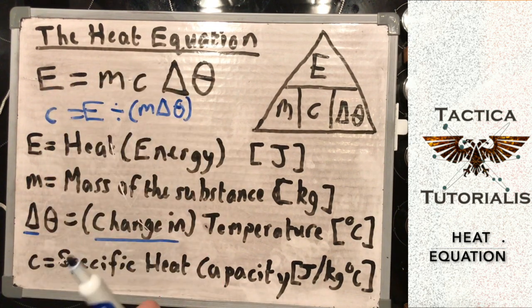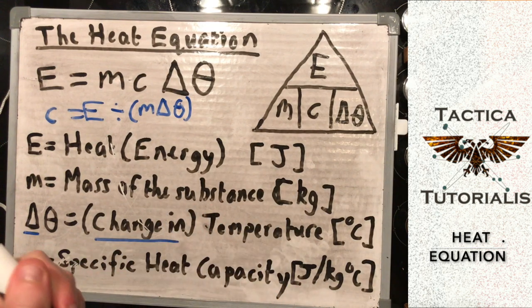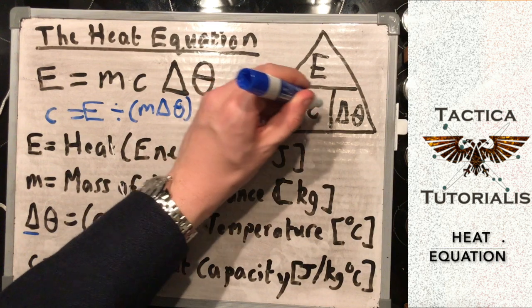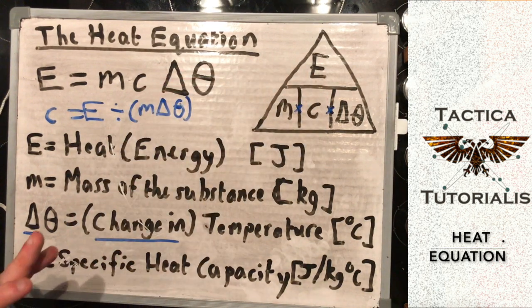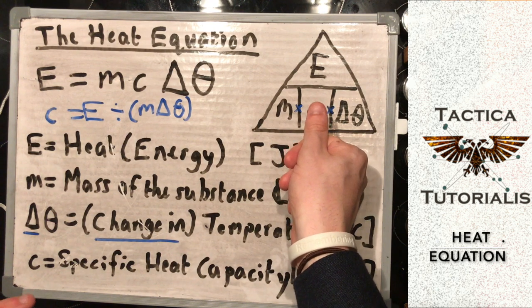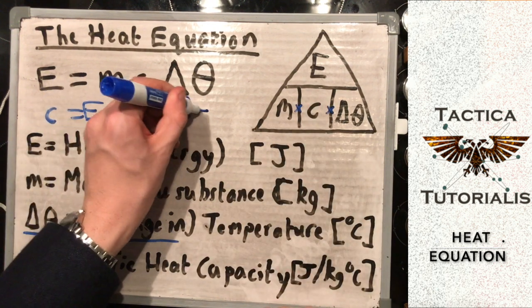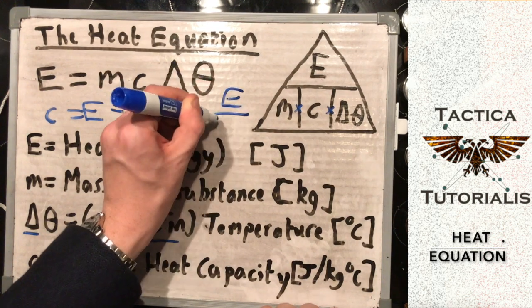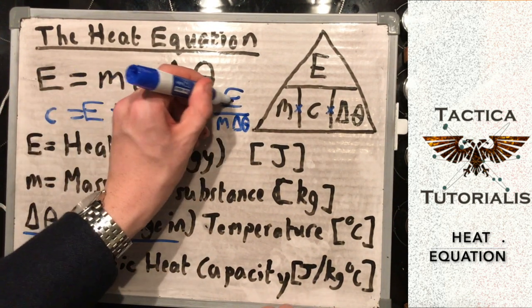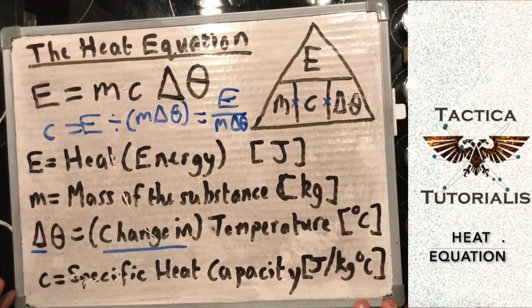Because if you think about it, each of these is a little multiplication: M times C times delta theta. So if I cover up C, I'm doing M times delta theta. So you might write it another way like this, E over M delta theta, if that more appeals to your sensibilities.